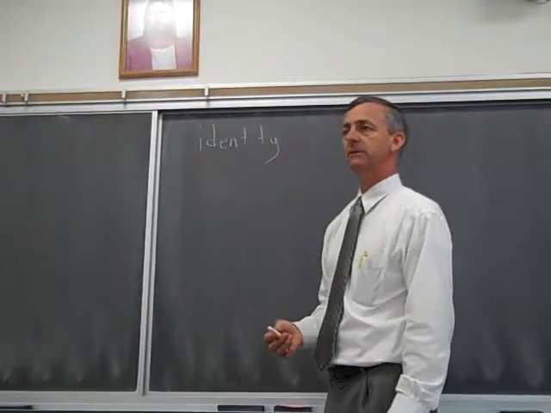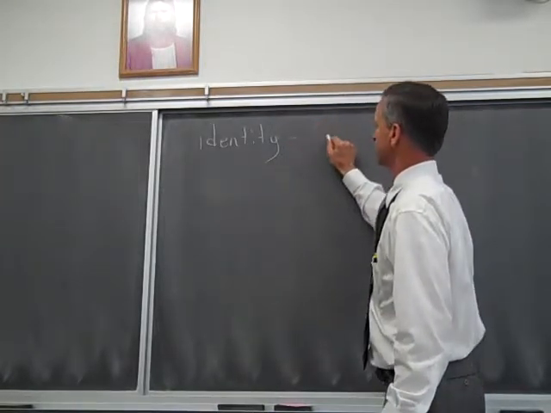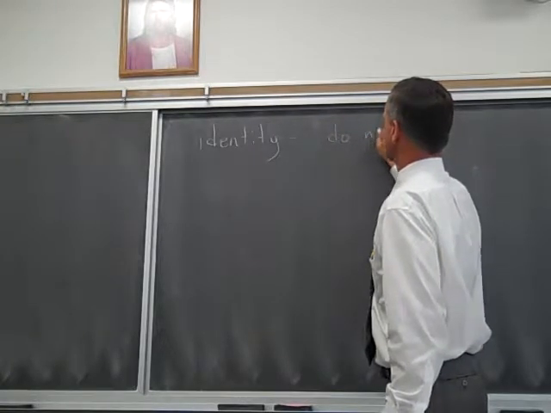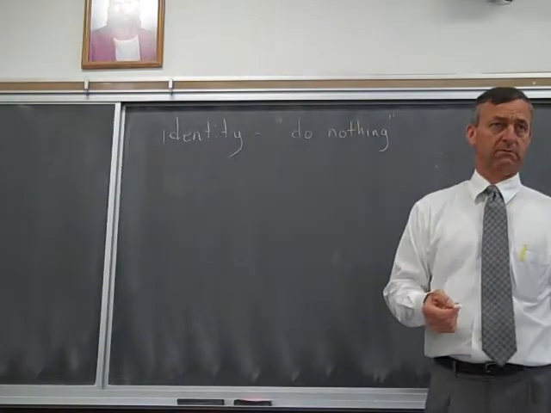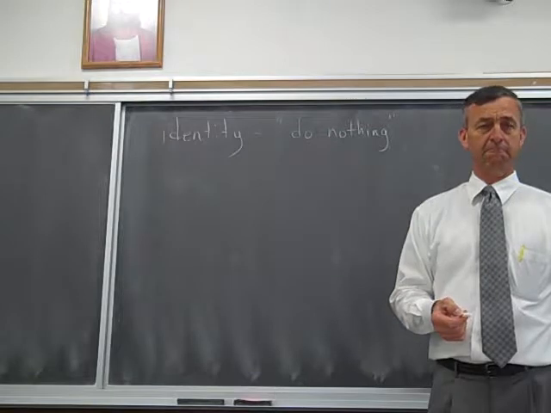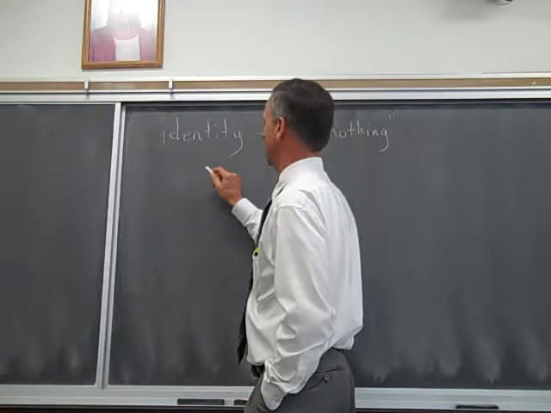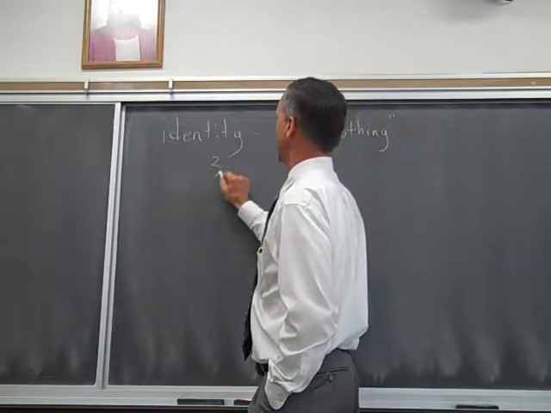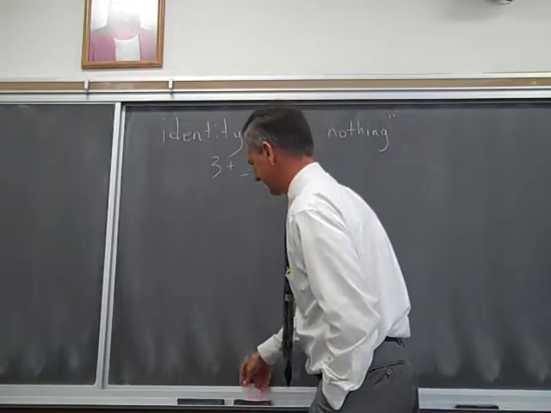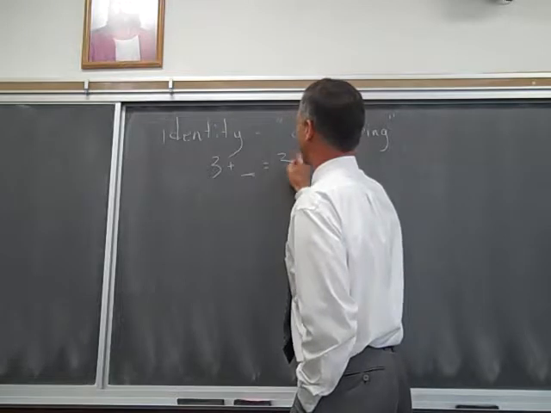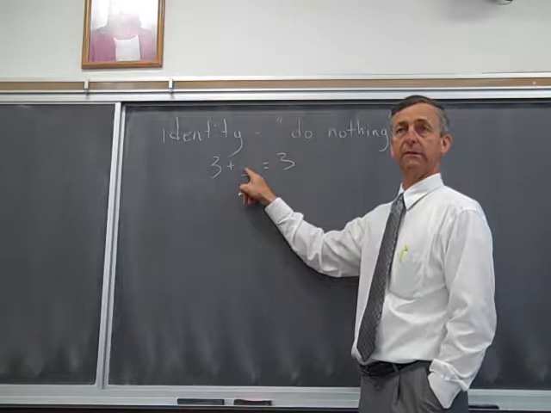What is identity? It's the do nothing. Okay? So, with addition, if I take a 3 and I add the identity, it does nothing. What goes in the blank?